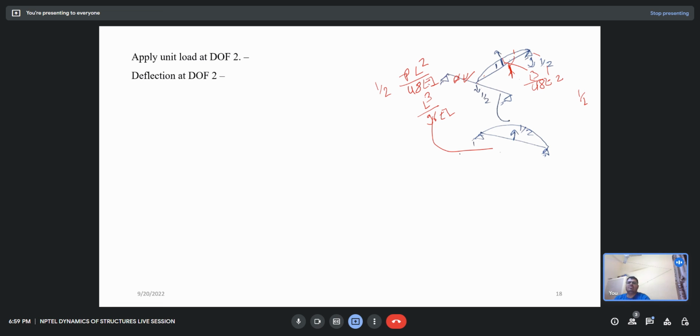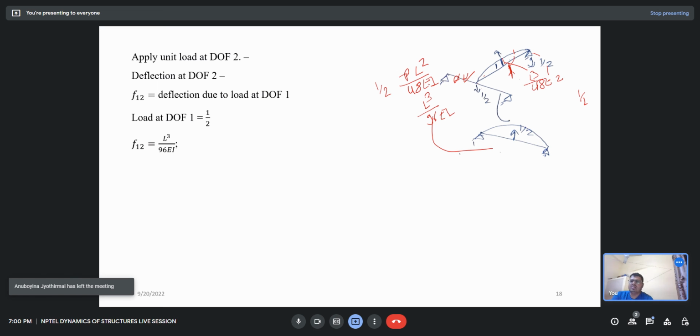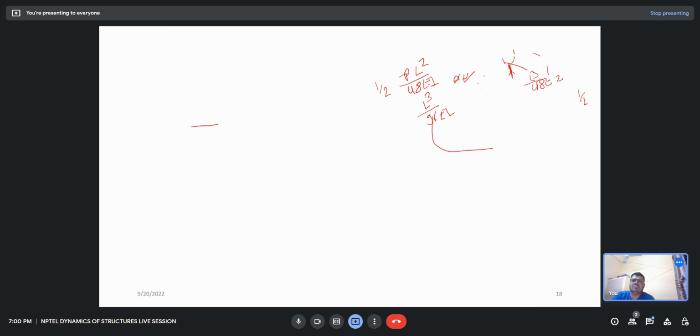So the deflection at degree of freedom 2 is being calculated. First we calculate F12, the deflection due to the load at degree of freedom 1. That load at degree of freedom 1 is 1 by 2. So F12 is L cube over 96 EI at degree of freedom 1. Now the deflection at degree of freedom 1. Wait a minute, I have made some mistake.